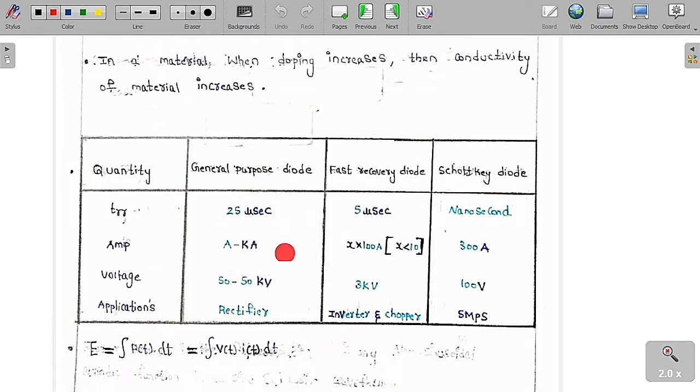The general purpose diode is used from ampere to kilo ampere, whereas here it is x into 100 ampere, x is less than 10, means it is in terms of amperes only. Whereas the Schottky diode is only 300 ampere. So the rating of this is very much lower when compared to the previous two. The voltage rating of the general purpose diode is from 50 V to 50 kV, whereas the fast recovery diode is only 3 kV, whereas this is 100 volt only. As for applications, the general purpose diode is mostly used in the rectifier, whereas the fast recovery diode is used in the inverter and the chopper, whereas the Schottky diode is used in the SMPS.